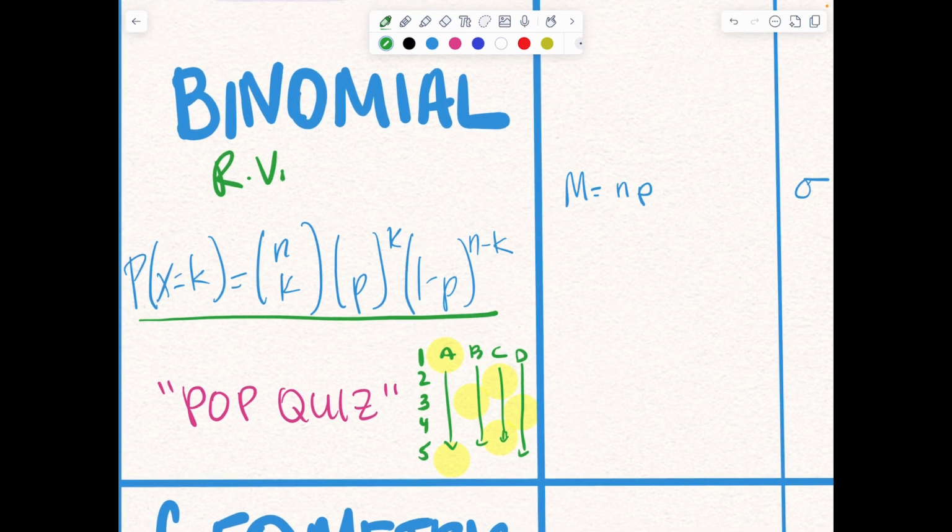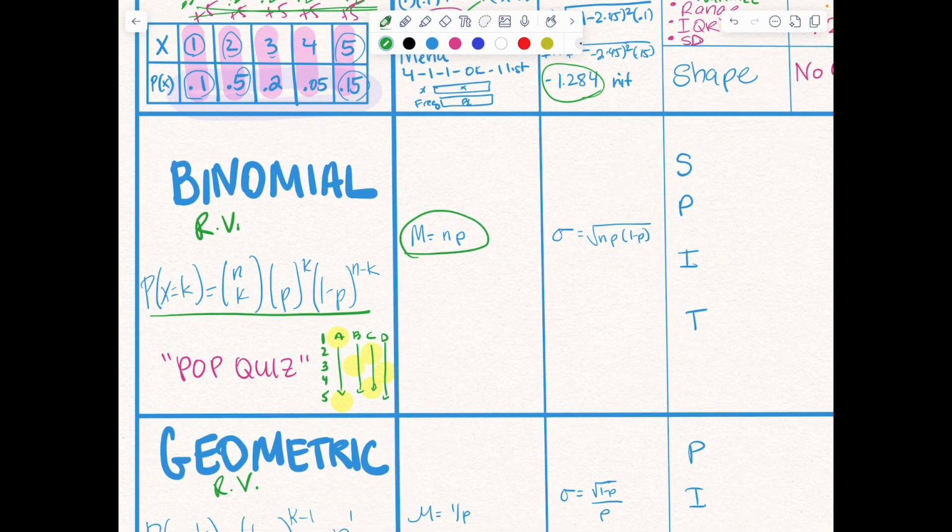All right, so if you look at the mean on the formula chart, it says np. n is the number of trials, and p is the probability of success.